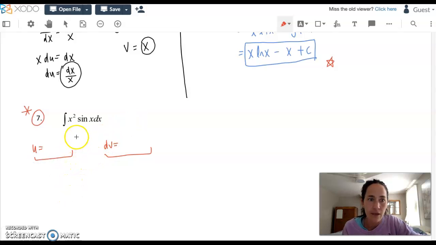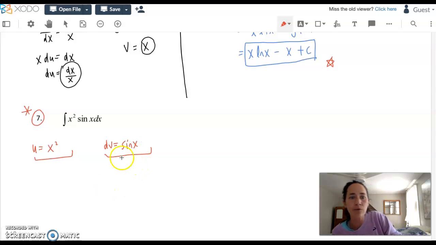So u needs to be something where its derivative becomes simpler than itself. I'm going to go for x squared. I feel like its derivative gets simpler than itself. It just is a 2x, which is one degree lower. Sine's derivative is going to be cosine, and cosine, I wouldn't say, is simpler than sine. It's just a different trig function. So for starters, on my guess, I'm going to slide the sine into the dv.